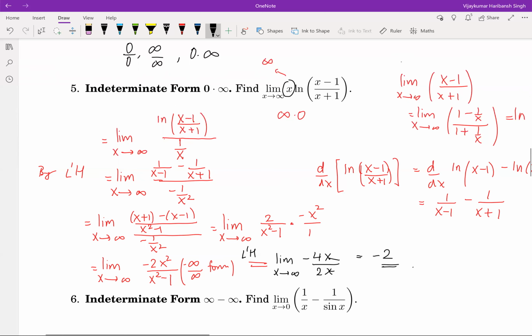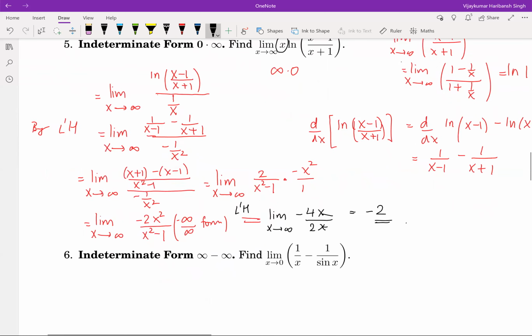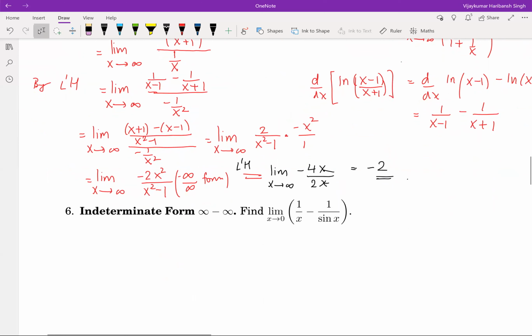Now, let's move on to the next problem. So fourth kind of indeterminate form, infinity minus infinity. Why it is an indeterminate form? We have already discussed that in the last class. We also did this problem in the last class, but let's just finish this sequentially.